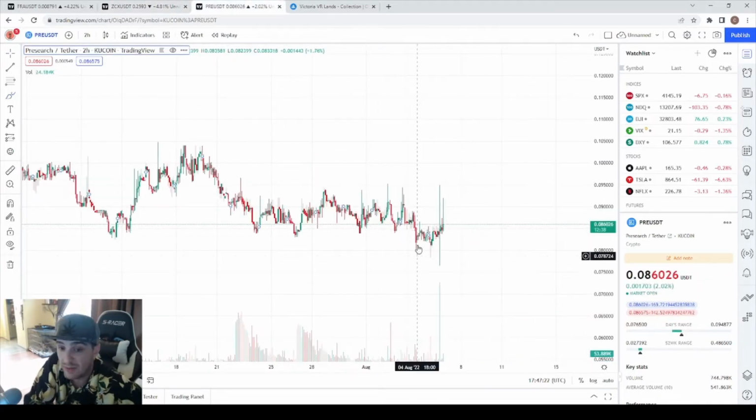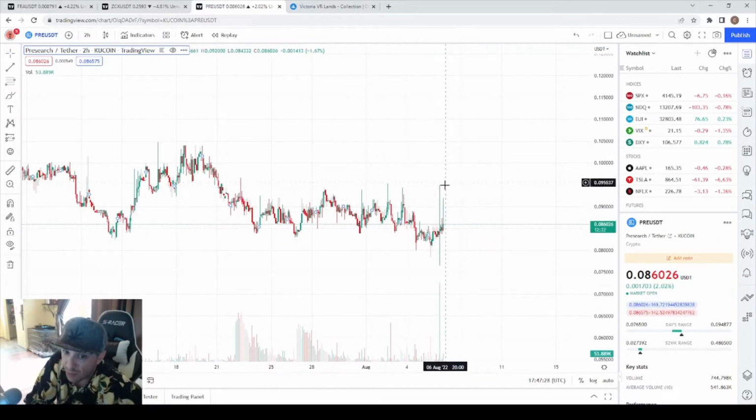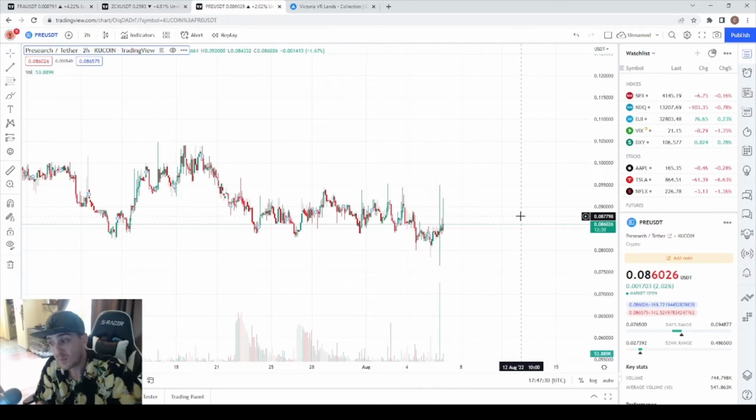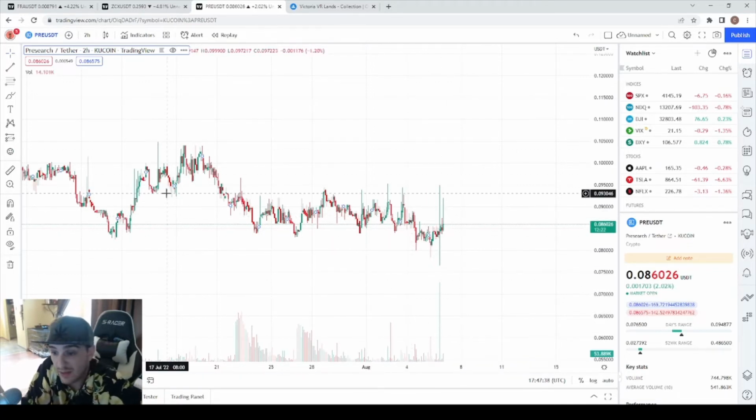Presearch has kind of still been hanging around. We're still going a little sideways, a little down. We had a fat finger here, both up and down. I don't know what happened there, but we're still sitting around 8.5 cents. I recommend you guys get into Presearch. It's the next Google. Do not miss out.